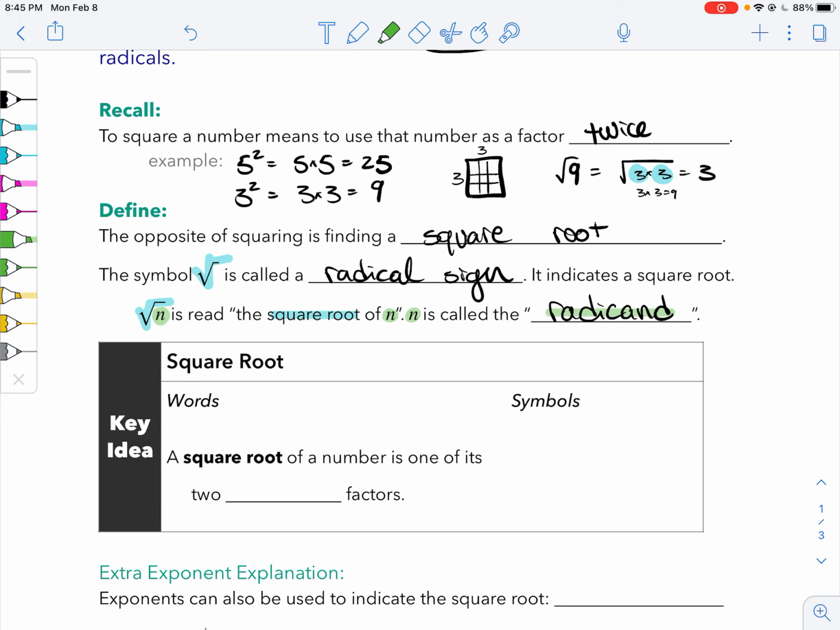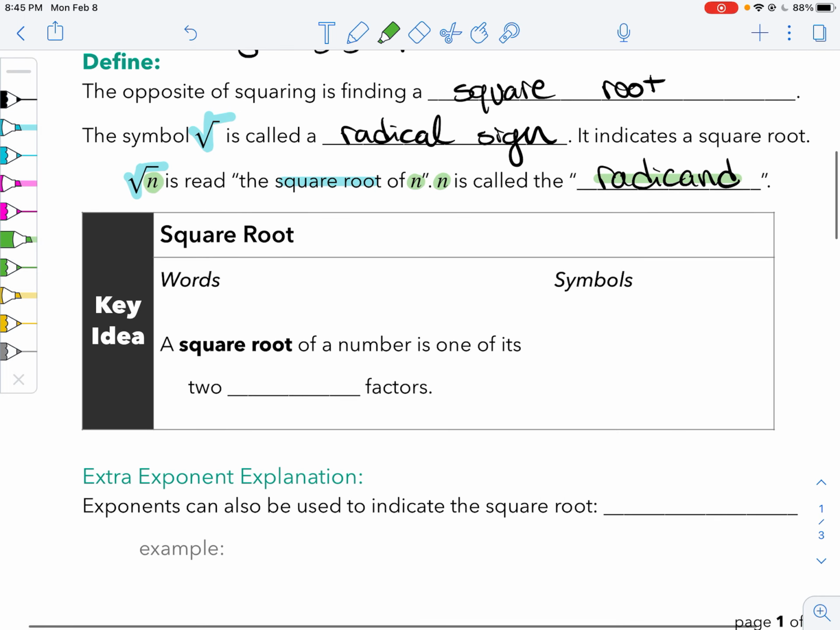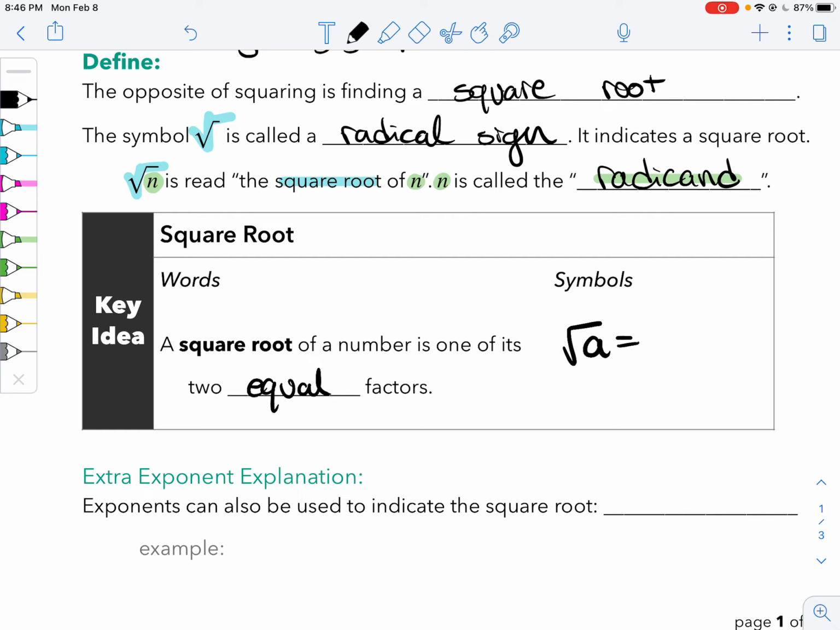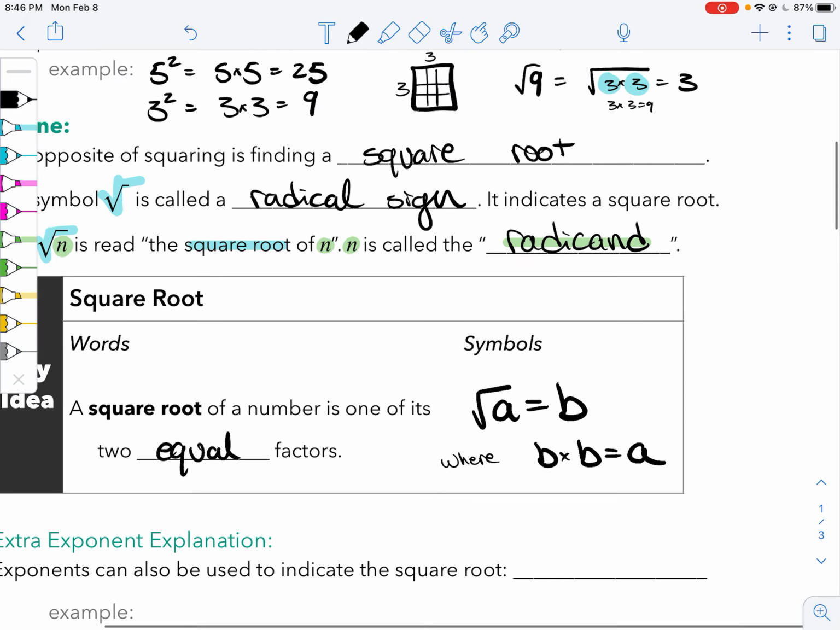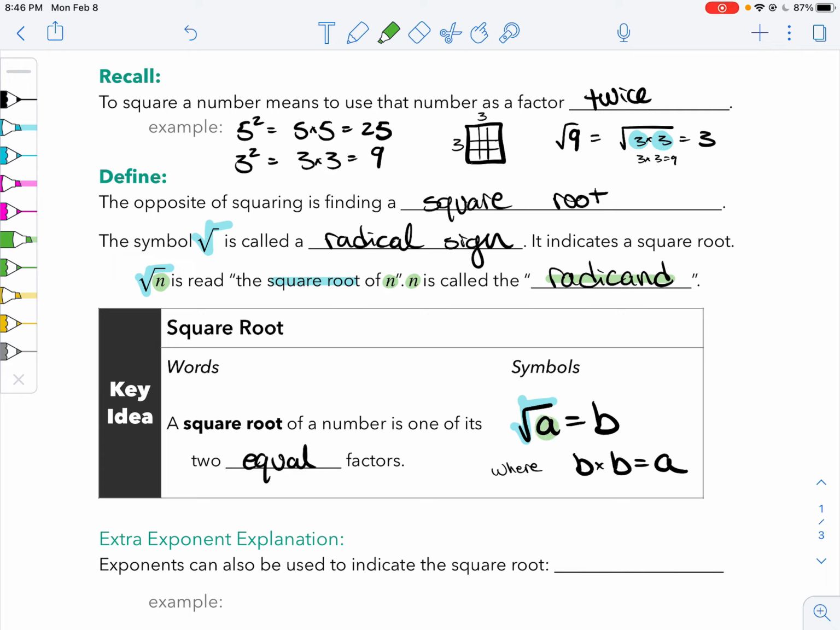Cool. So here's your key idea, your definition. The square root of a number is one of its 2 equal factors. That is, if the square root of a is b, that means b times b equals a. We just saw this as, if the square root of 9 is 3, it's because 3 times 3 is 9. There you have it.